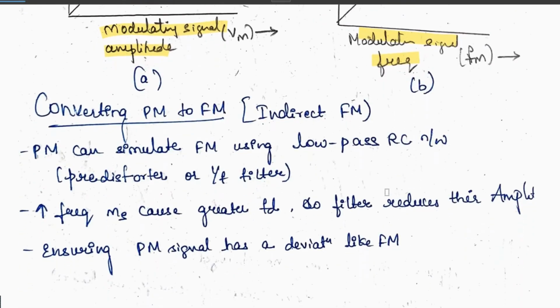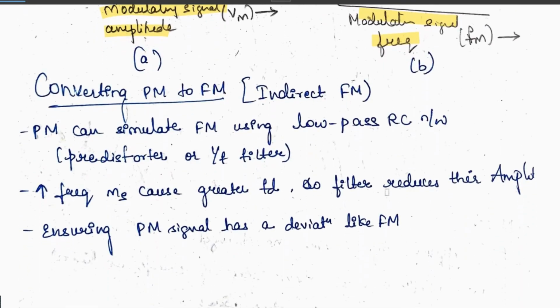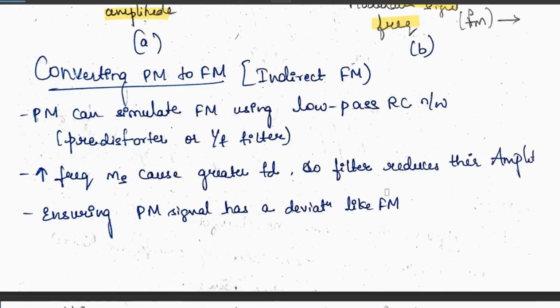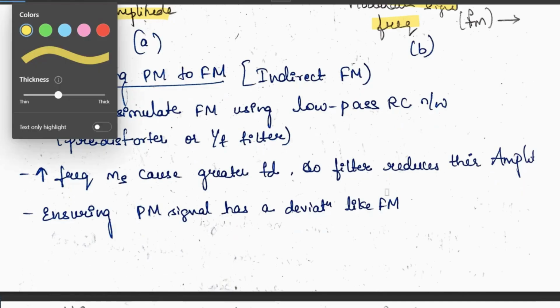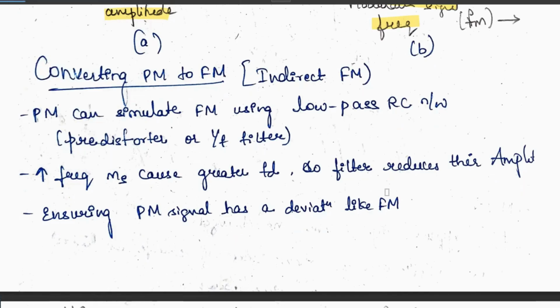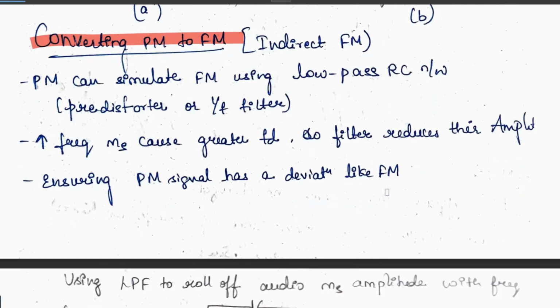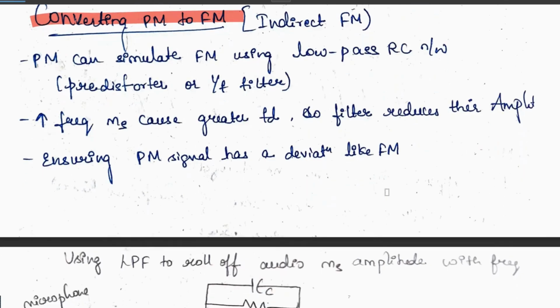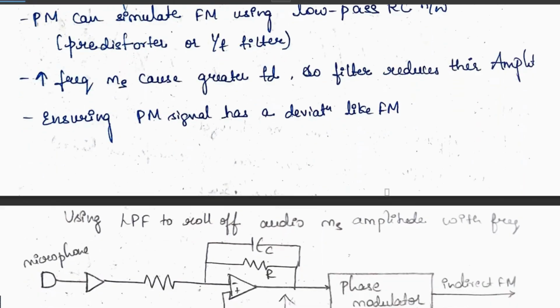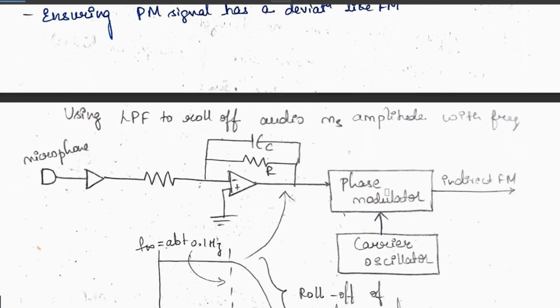Converting PM to FM was asked in model question paper 1 and the July 2024 paper. How to convert a PM to an FM signal? This is a very important one. PM can simulate FM using a low pass RC network, that is a pre-corrector or the 1 by f filter. Increasing the frequency of the modulating signal can cause greater frequency deviation, so the filter reduces the amplitude, ensuring the PM has a deviation like FM.